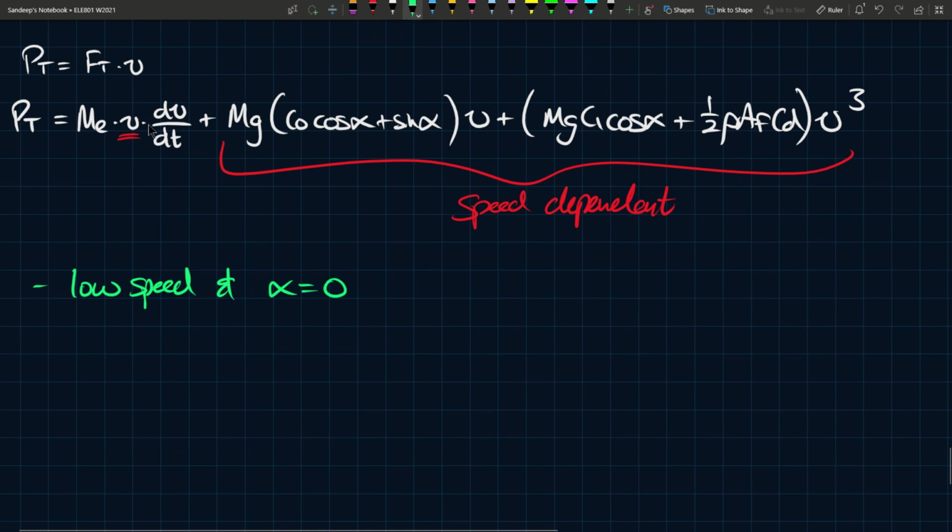So low speed and alpha is 0. Let's say focus on dv dt. So you want to dedicate more power to the acceleration. Now, if you have uphill motion, part of the available force should be used to counteract the speed independent term, right?